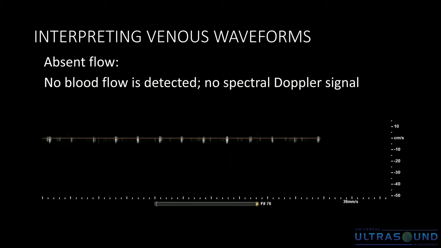Absence of flow. So this is actually when you put that sample volume gate into the occluded vein. That means no flow is detected. And those pings on the baseline are the adjacent artery, just pounding off the vein wall.